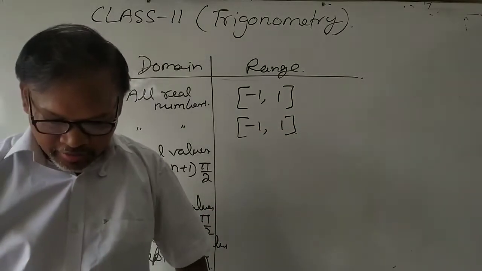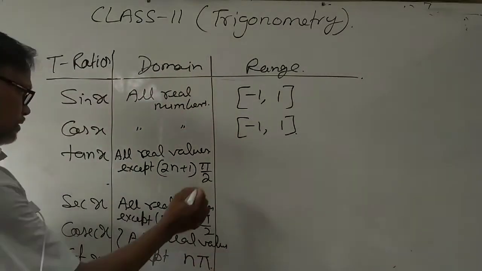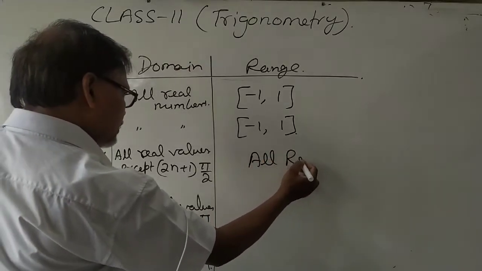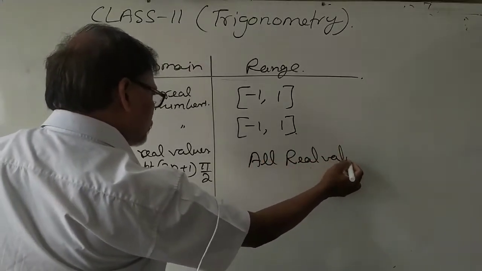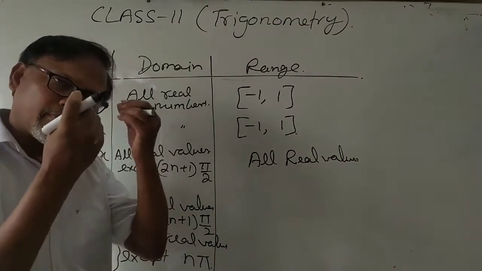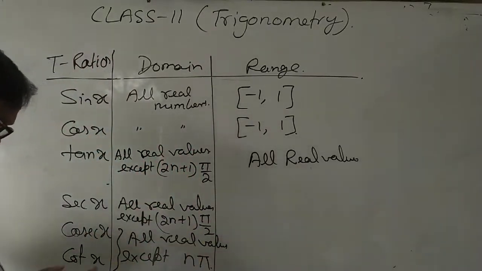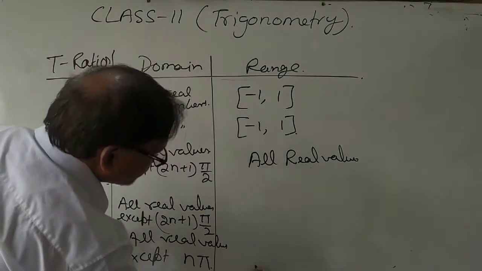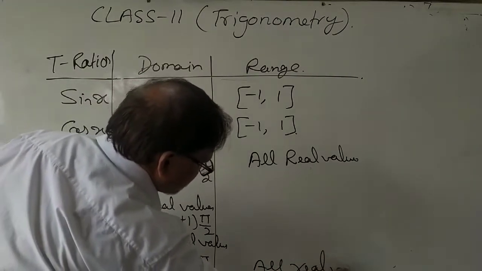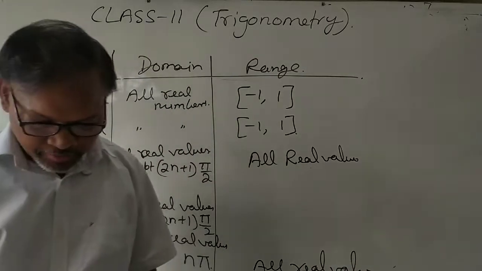But for tan theta and cot theta, the range will be all real values, because infinity comes in it, so infinity and minus infinity, and between them all the numbers, known as the real numbers. In cot also, all real values.